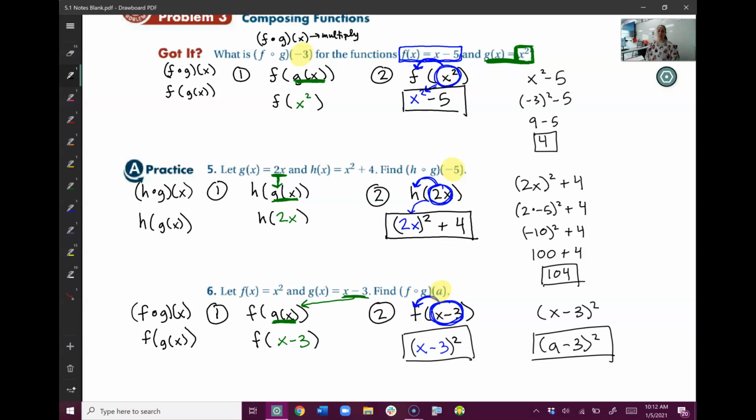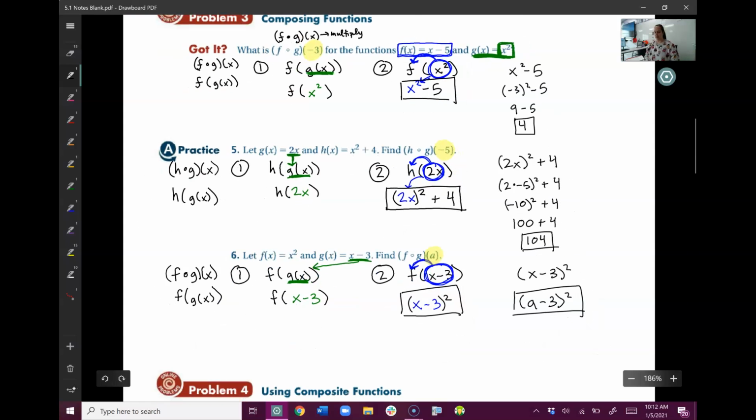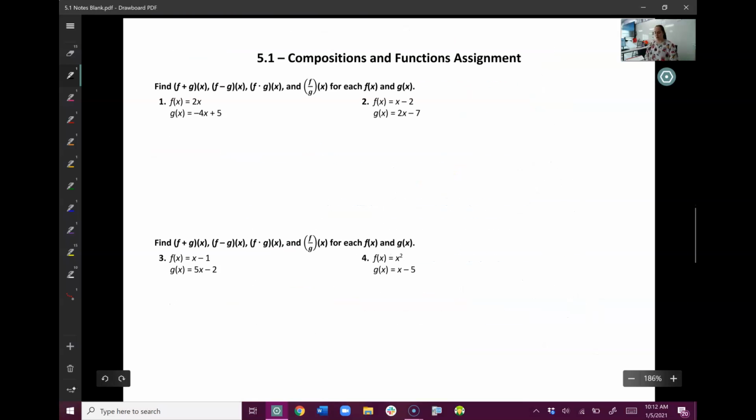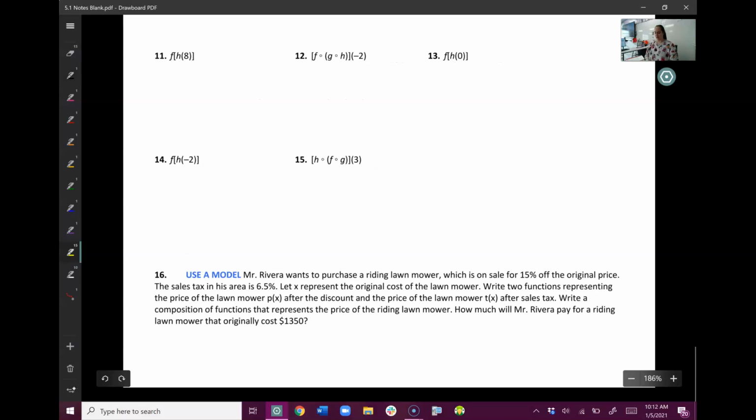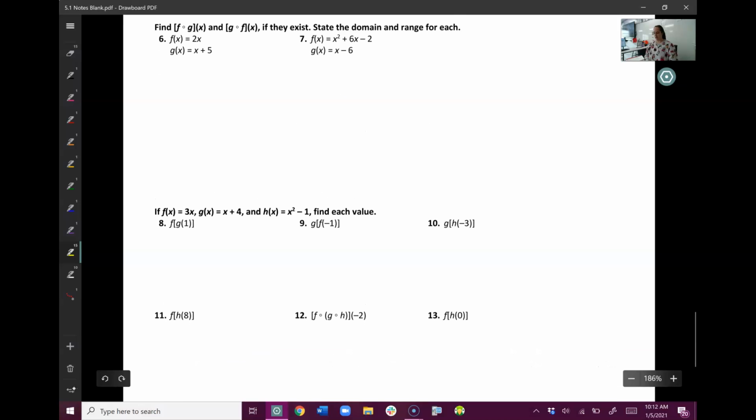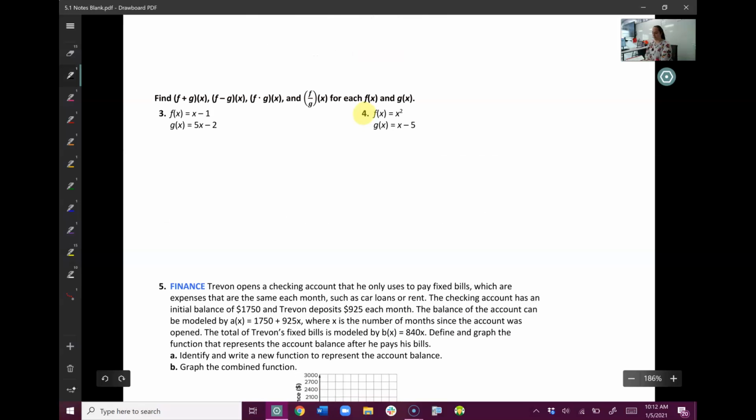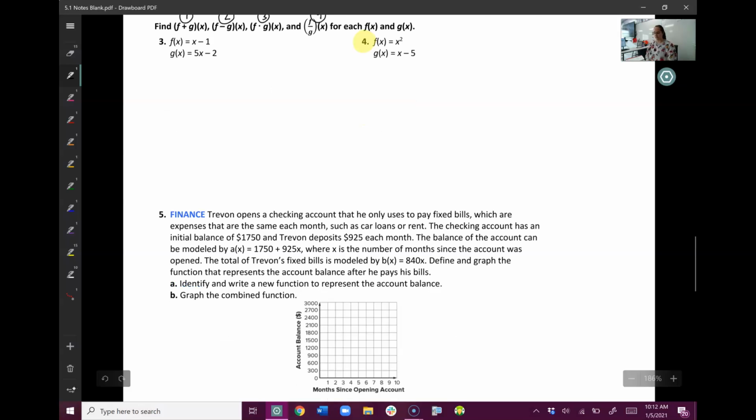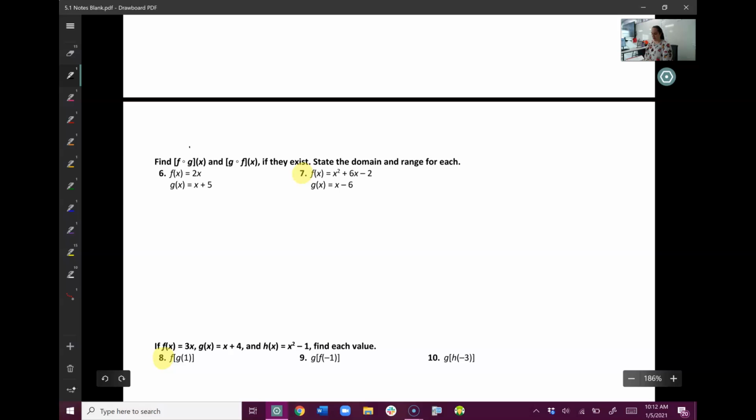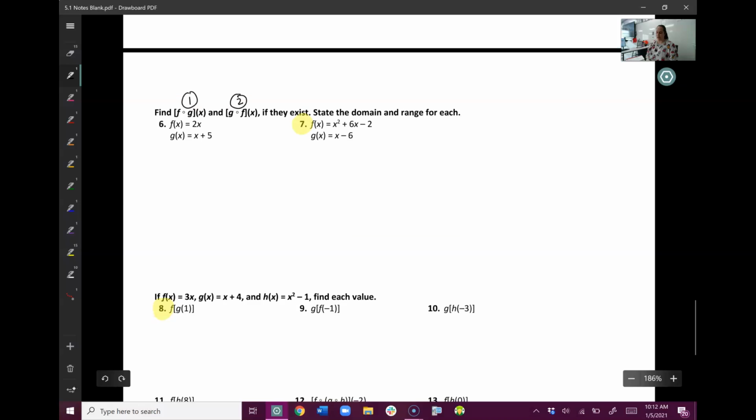You should now be able to do your Canvas assignment and your paper assignment. For your paper assignment, if you turn the page, what's required is number 4, and then turn to the next page, 7, and 8. Now, be very careful on number 4. You should have 4 answers. It asks you to add, subtract, multiply, and divide these ones. So that's what was in those first 2 videos. And then in number 7, it asks you to do f of g of x and then g of f of x, which will be 2 different answers.